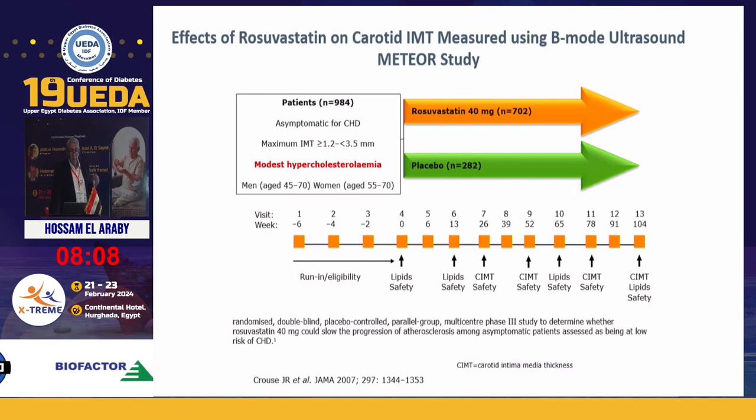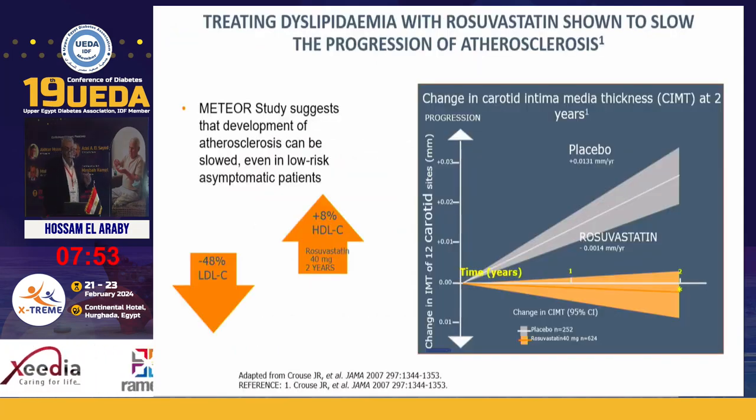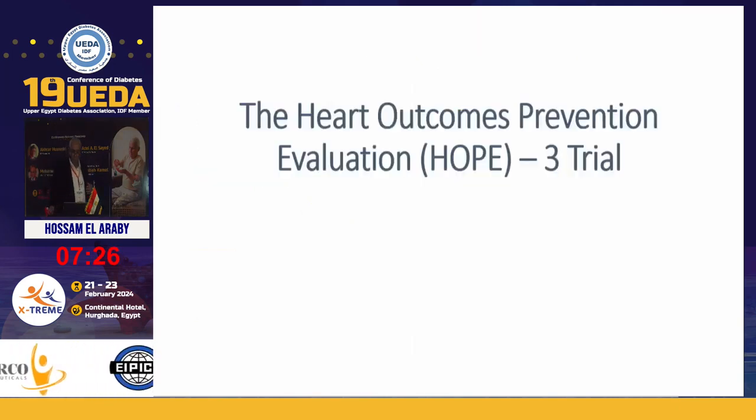In this study of rosuvastatin, the METEOR study, they assessed rosuvastatin 40 compared to placebo in those with modest hypercholesterolemia and found that the development of atherosclerosis can be slowed or even reversed in low-risk asymptomatic patients, with an LDL reduction of 48% and an HDL increase of 8%, and with a change in carotid intima-media thickness regression with the use of rosuvastatin, even in those who are asymptomatic with not much elevation of LDL.